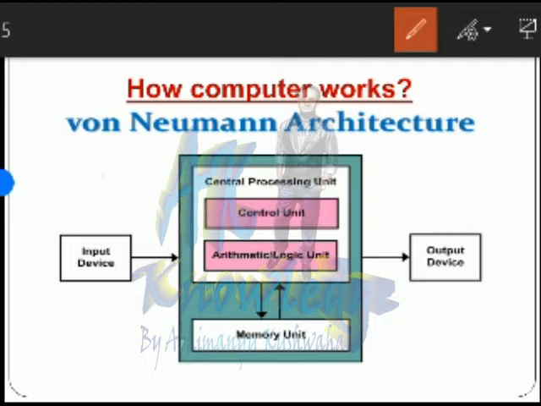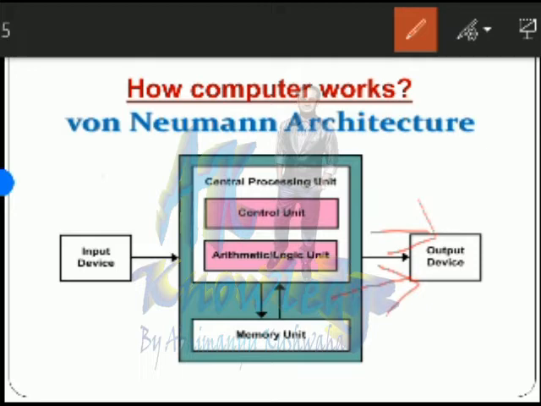Now what is the ALU, the arithmetic and logical unit? It can process the data either logically or arithmetically. The main processing and main calculation is done here in the ALU. So this is the main unit, and when the data is processed, it easily moves to the output device, and then we can see the data.